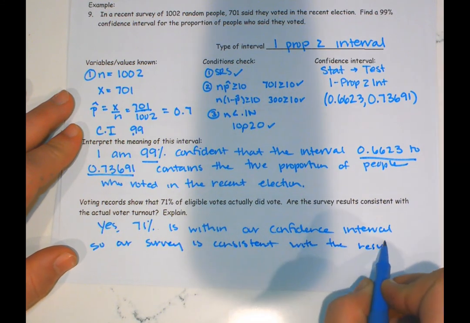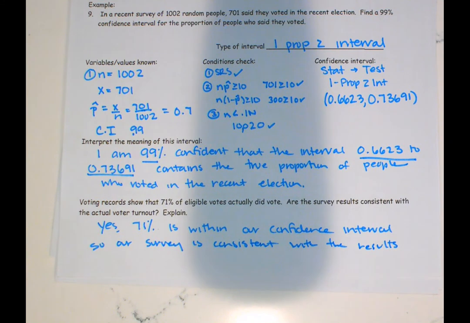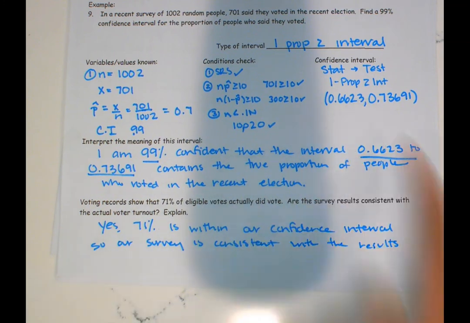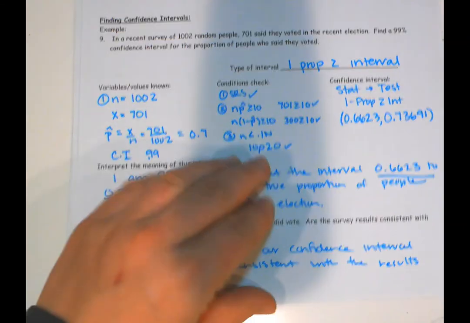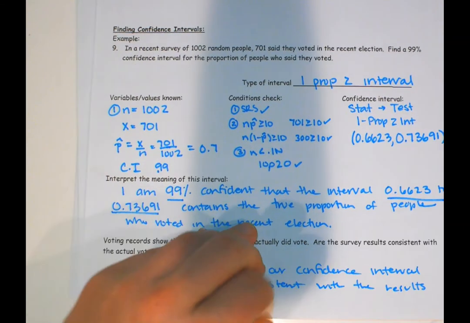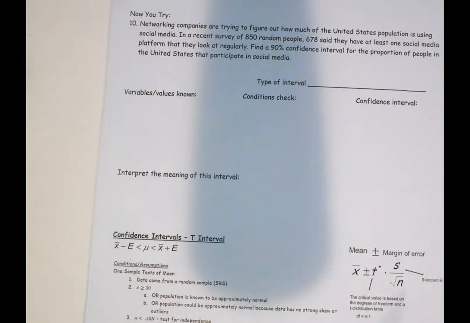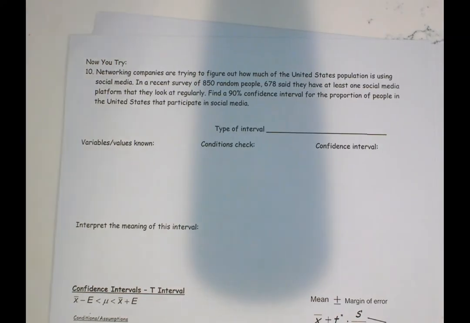If for some reason the value was outside of it, we would say there must have been something wrong with our survey, maybe the people that we asked or something of that sort. But since that falls within our range, it looks like our survey was valid. Okay, so if you turn the page, try number 10, which is another 1 prop z interval test for you to try. Again, pause the video, give this a shot, check your answers on Schoology, and then in a second we will move on to our t intervals.